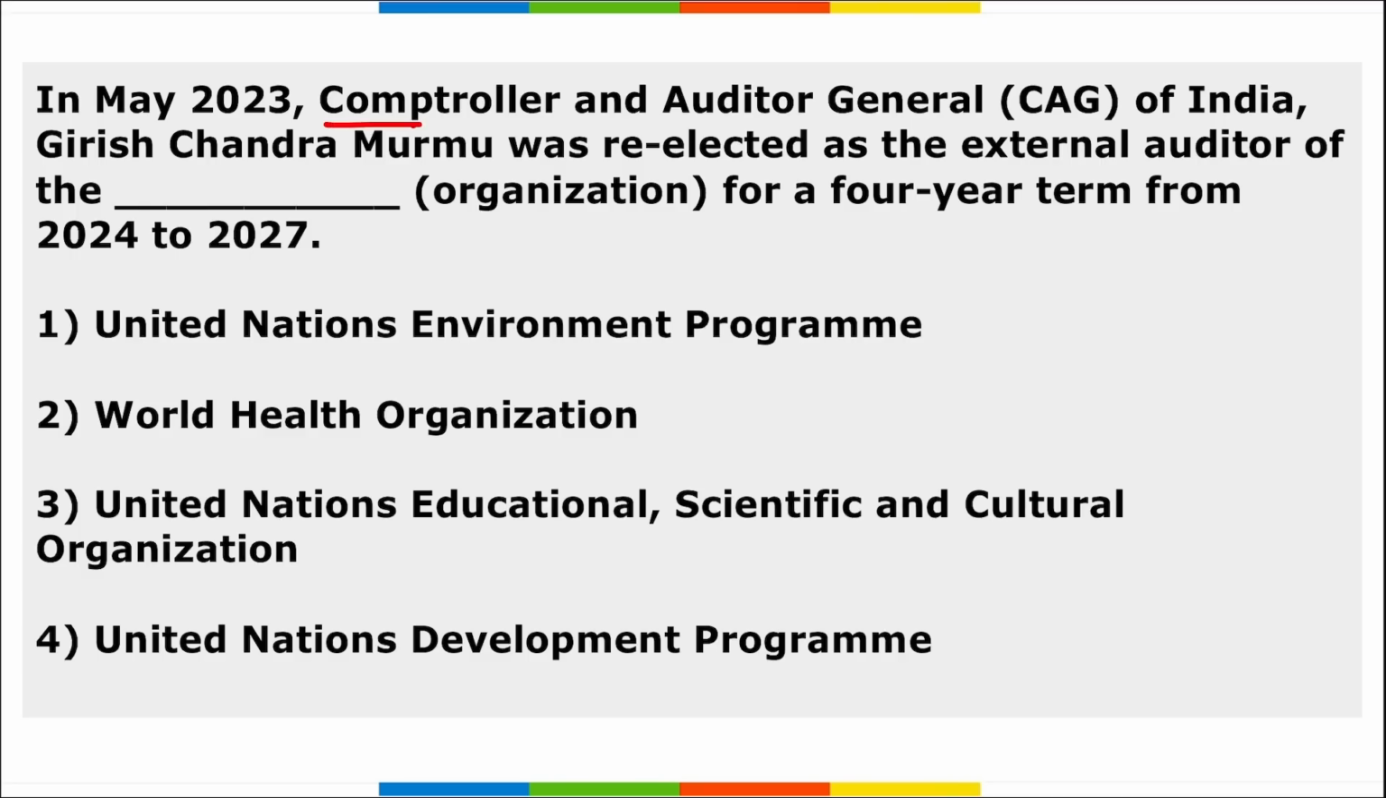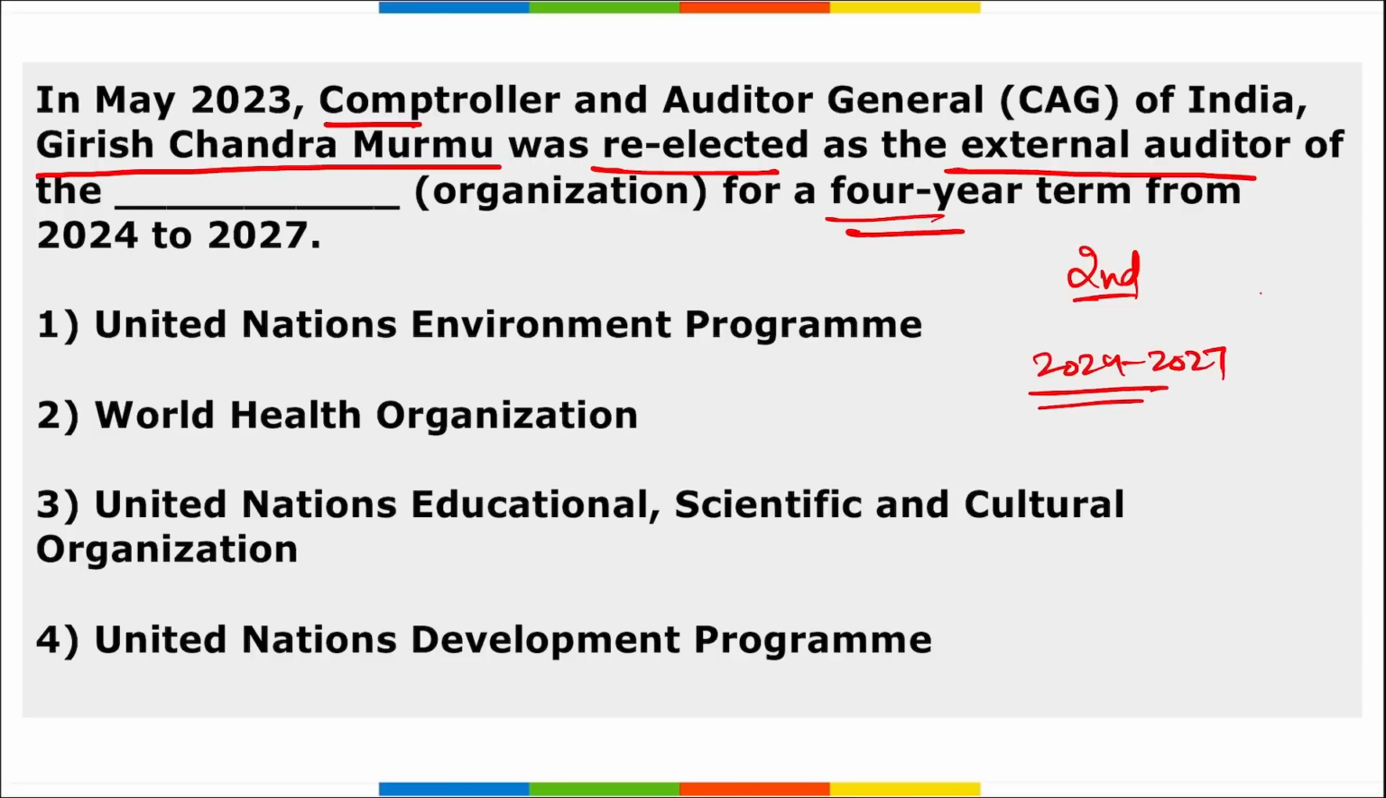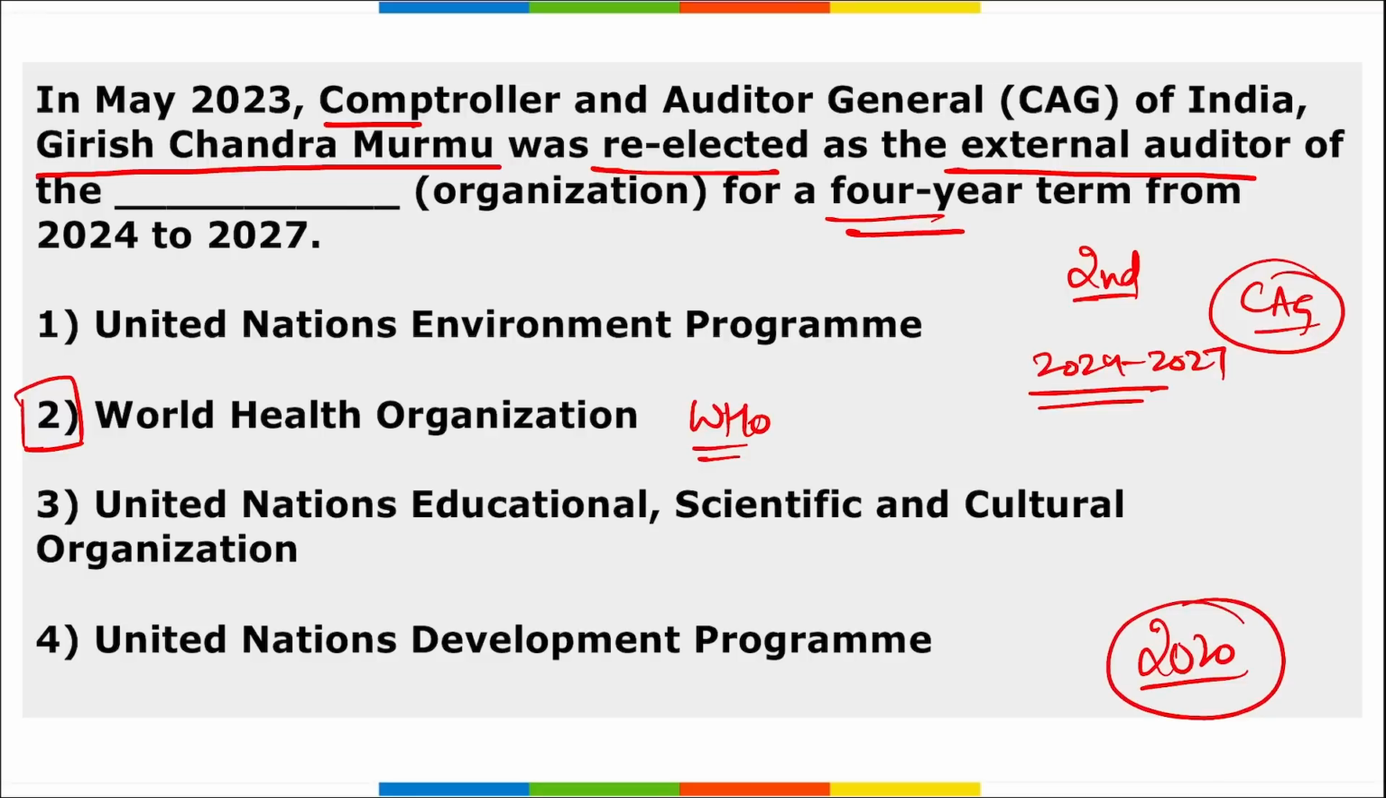Next, the CAG, that is the Comptroller and Auditor General of India, Girish Chandra Murmu, has been re-elected as the external auditor of a dash organization for 4 years, and this will be his second term from 2024 to 2027, right? He has been appointed as external auditor of the World Health Organization, that is WHO. Correct? Earlier he was appointed in 2020, and now again from 2024 to 2027, and his term period is of 4 years.